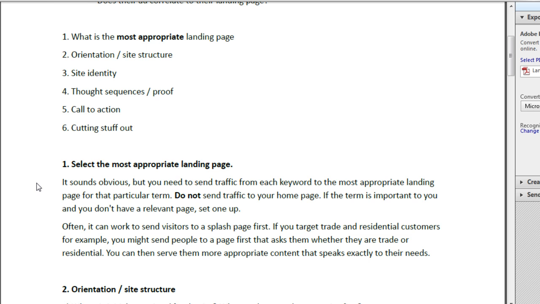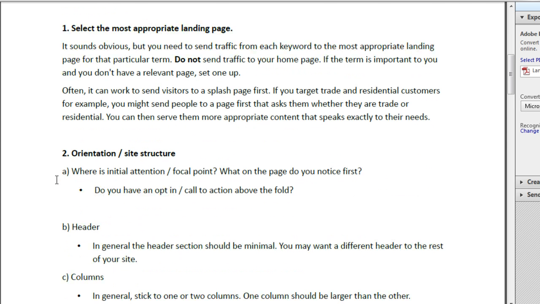Sometimes you might have to send visitors to a splash page first. A splash page basically asks people to make a choice. So if you sold a product, let's say for example you sell windows, where you target trade customers and residential customers, then sometimes what can work better is to ask people up front whether they're a trade customer or a residential customer, and then present them with a page that only speaks to trade or residential, depending on what they select. So that can work quite well.